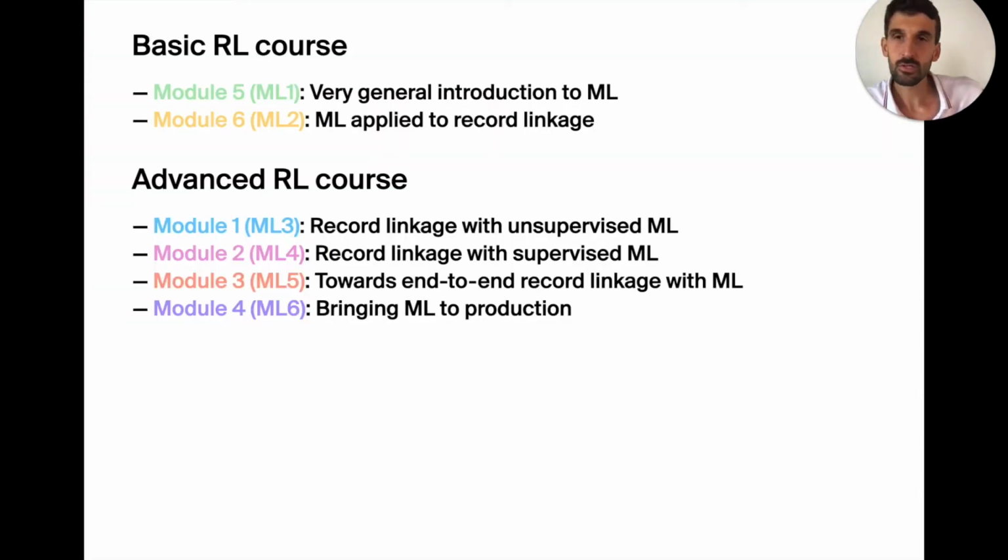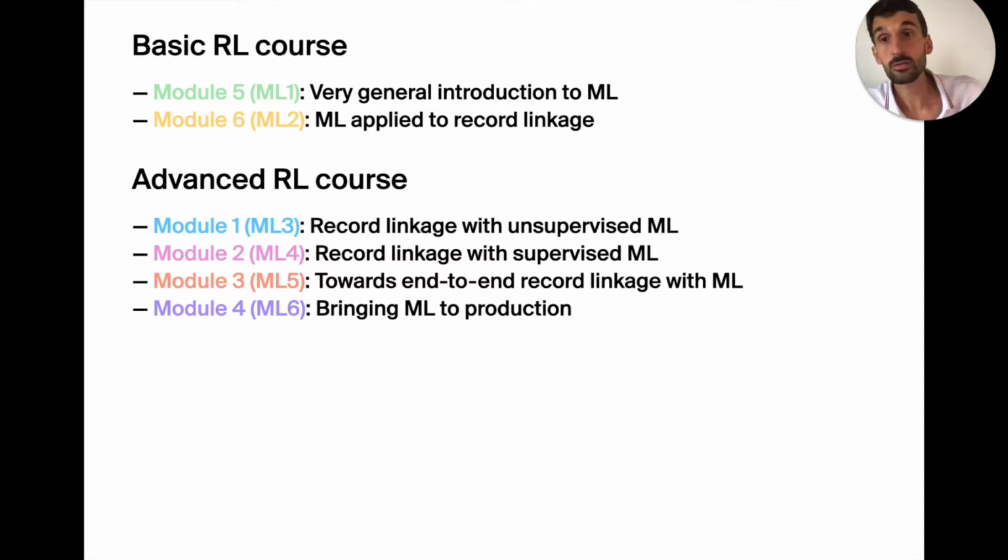Back to the course. As you know, we have divided this course in a basic course and an advanced course. Today we are in Module 5 of the basic course, and I'm just going to give you, as I said, a very general introduction to machine learning. In Module 6, the next module, I'm going to focus on how we can apply the basic machine learning concepts to the record linkage pipeline that you already know.